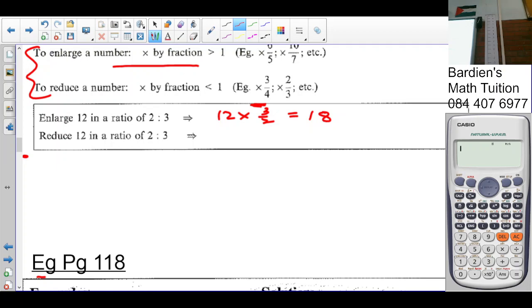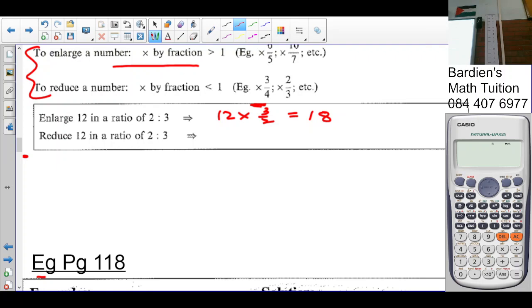Okay. So you have added this 2 and 3, which gave you 5. No, it won't work. Not in this case. What you are doing is you're dividing 12 in the ratio 2 is to 3. And that's the first part that we have covered in this lesson. Whereas this is enlarging in the ratio. Okay, so don't confuse yourselves with those two scenarios, okay?